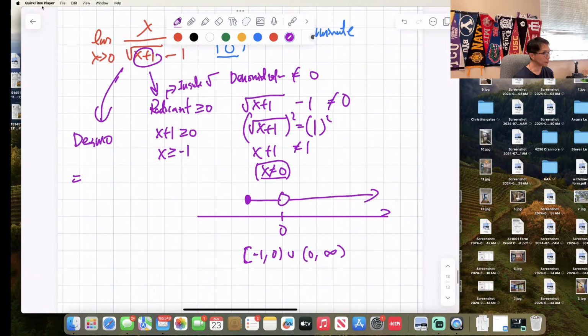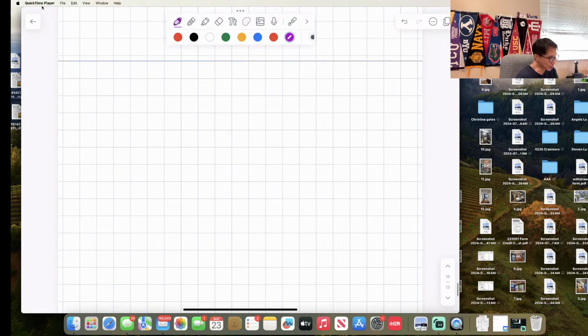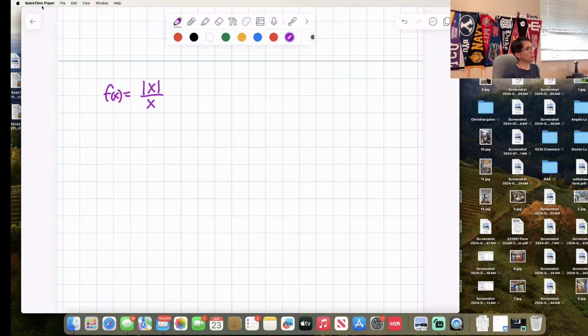Questions? Now I'm going to go to the next question. This is another opportunity for you guys to think. Put away your phone, and I want you to think of this graph: absolute value of x over x, without a graphing calculator. Can you think what this graph looks like?